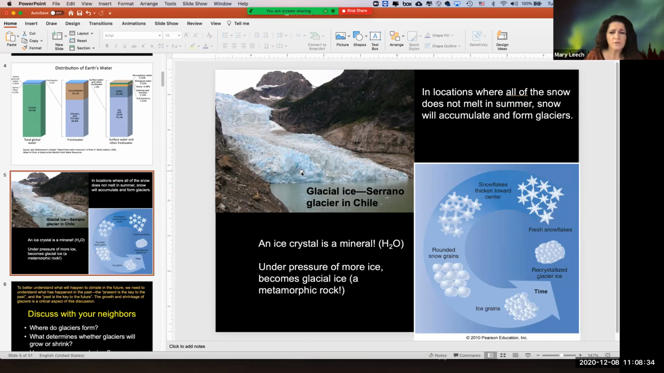It forms features like crevasses that can be very large and hard to climb over. The scale is really difficult to see here. I don't think this is a huge glacier. I think people were hiking to take this picture.